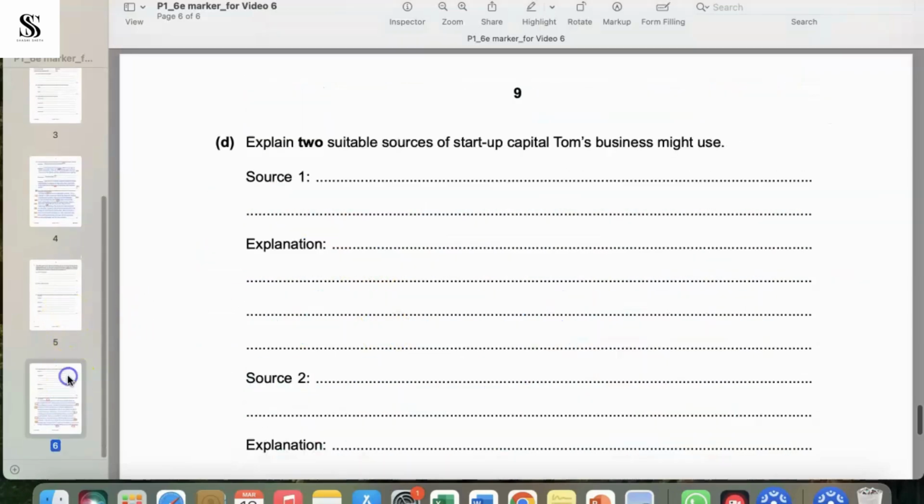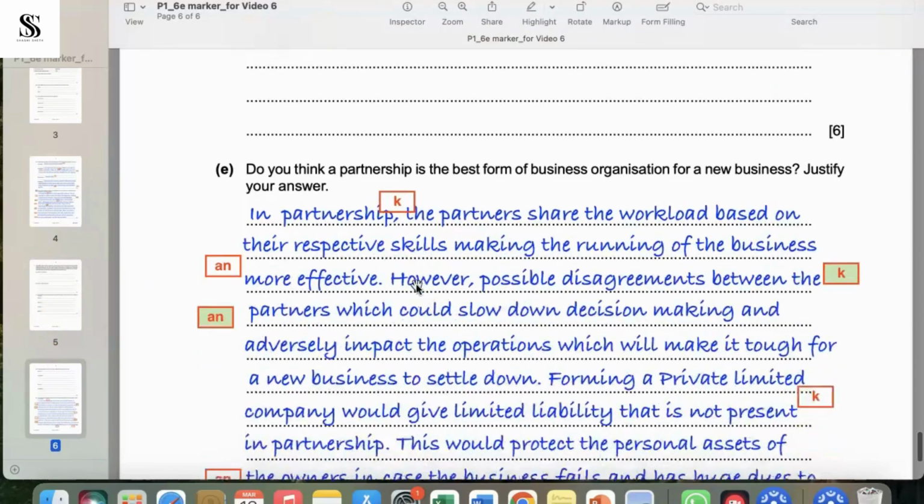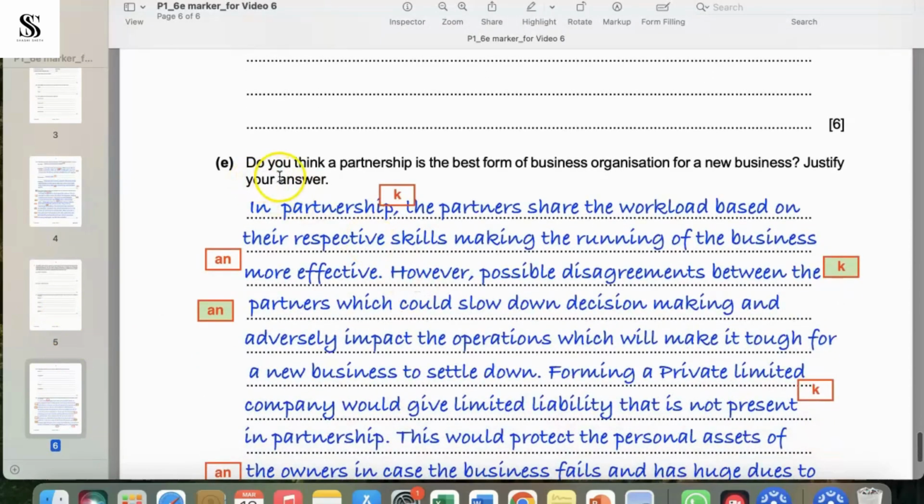And in a third method here, this category talks about, do you think a partnership is the best form of business organization for a new business? Now, the focus is on partnership, and it then allows you to analyze that in detail, the advantages and disadvantages, and then take a pick, say either yes, it is the best, or say no, and then give reasons.